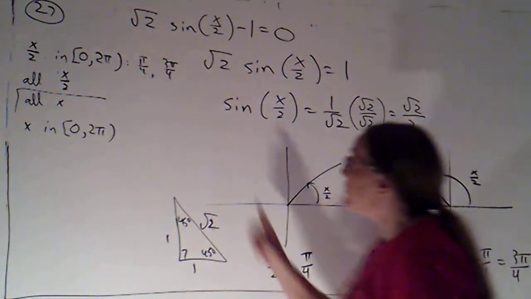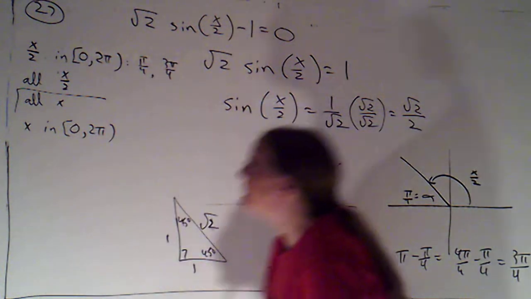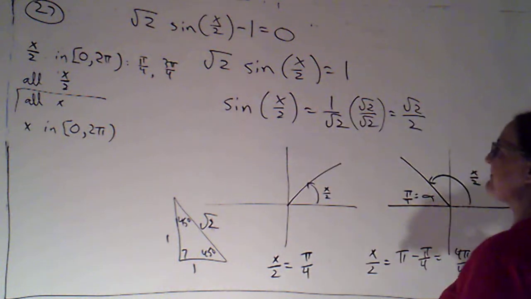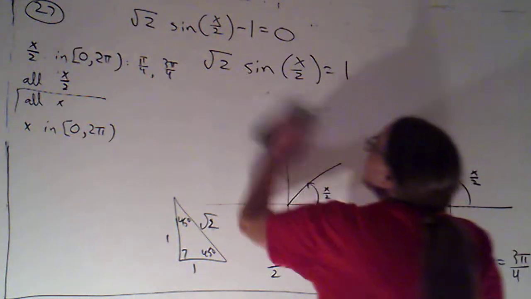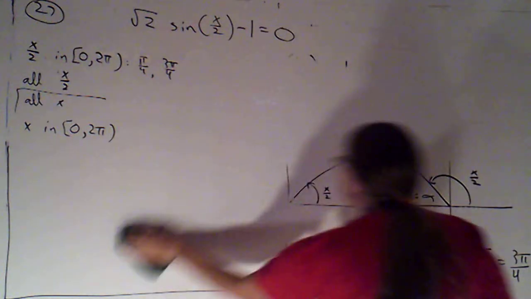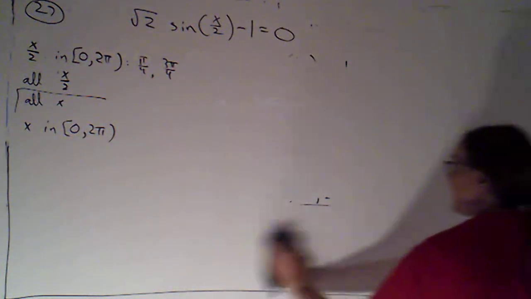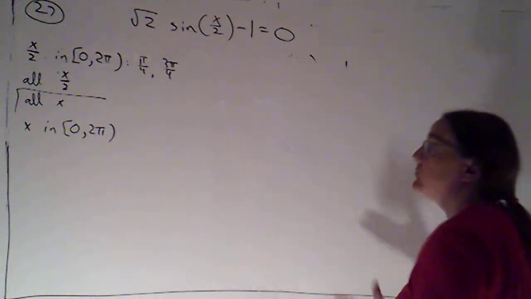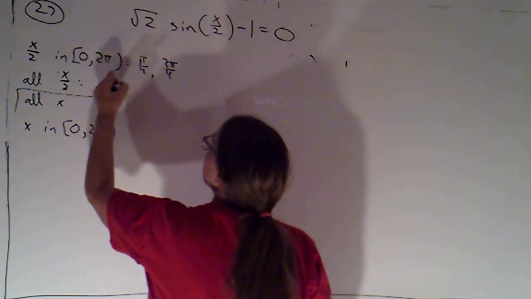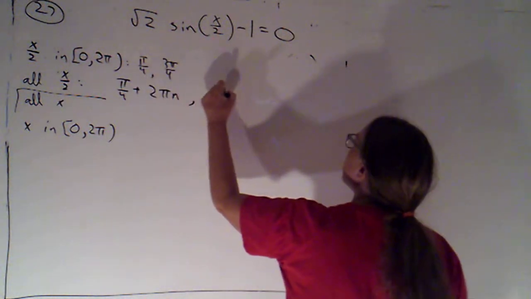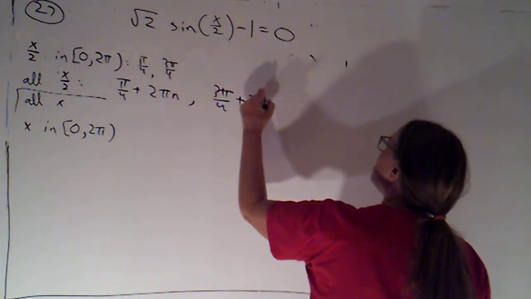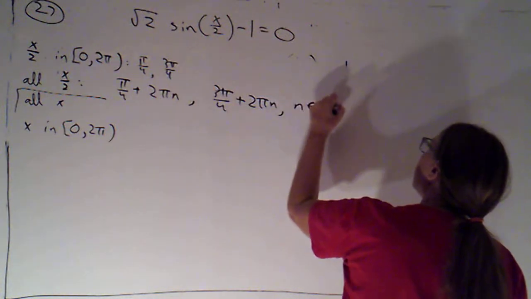Okay. Now those are answers for what x over 2 could be. I haven't yet solved for x. If I now want to get all values of x over 2, I just add a multiple of the period of sine, which is 2 pi. So this would be pi over 4 plus 2 pi n, or 3 pi over 4 plus 2 pi n, where n is an integer.